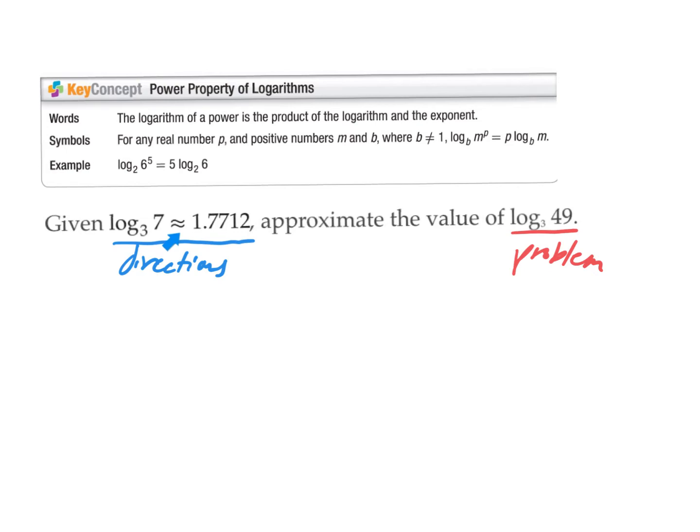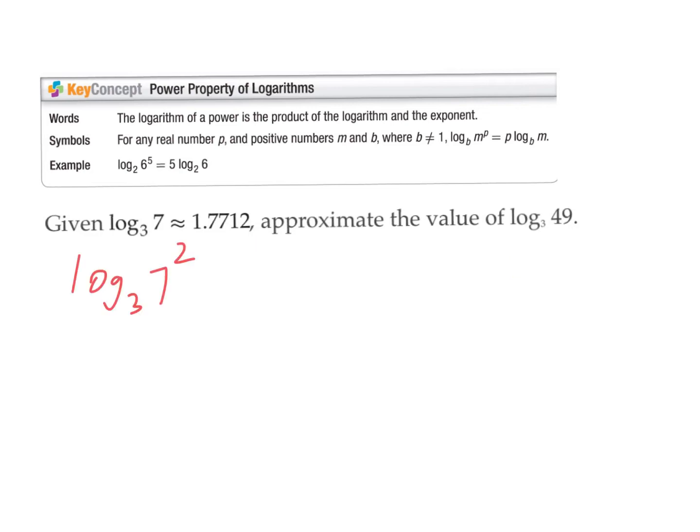So again, that's what that means. Log base 3 of 7 is approximately equal to 1.7712, meaning 3 to this power will get me 7. So what we do, since the only property we have right now is the power property, is think, how could I rewrite 49 so that it is 7 to some power? So 7 to what power equals 49? Squared. 7 squared is 49.